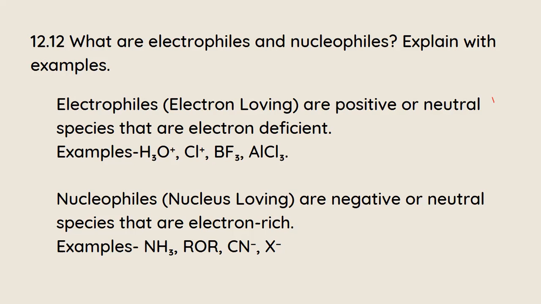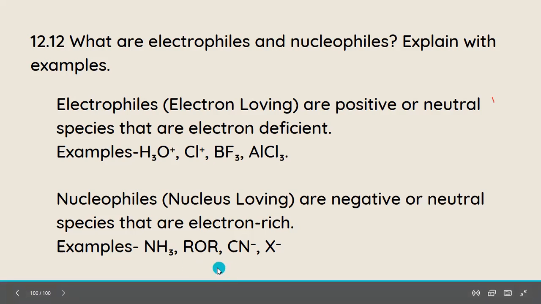Next are nucleophiles. Nucleophiles are negative or neutral species and they are electron rich. The way it is easy to remember electrophiles and nucleophiles and the differences between them is that electrophiles are electron loving and nucleophiles are nucleus loving. Since they're nucleus loving, nucleophiles have a negative or a neutral charge and they are electron rich, whereas electrophiles are electron deficient. So the examples of nucleophiles include NH3, ROR, CN minus, and X minus.